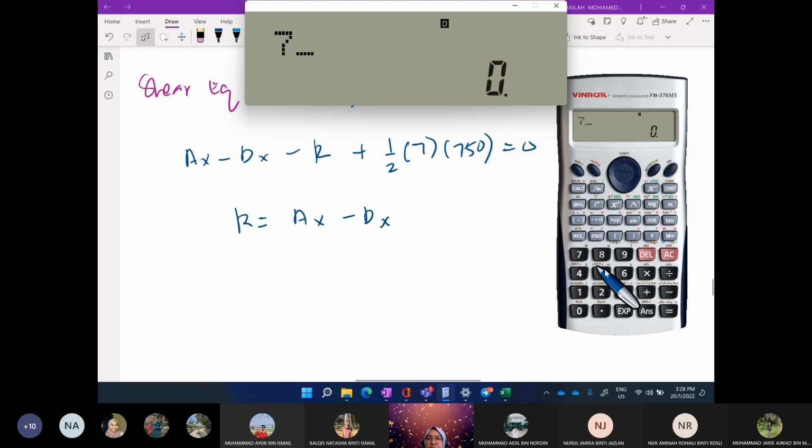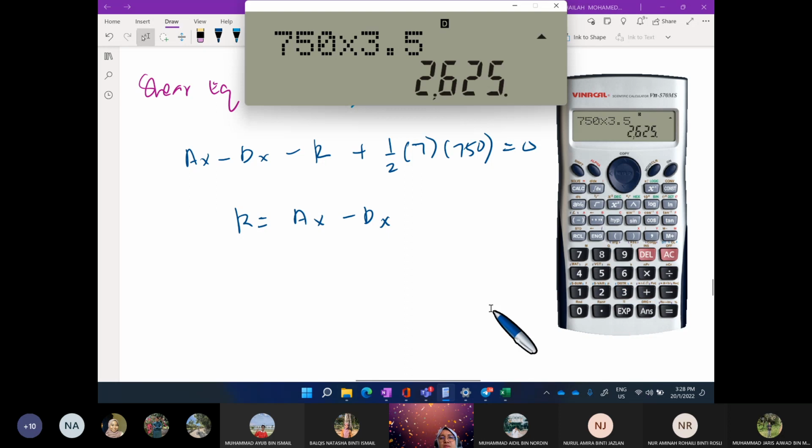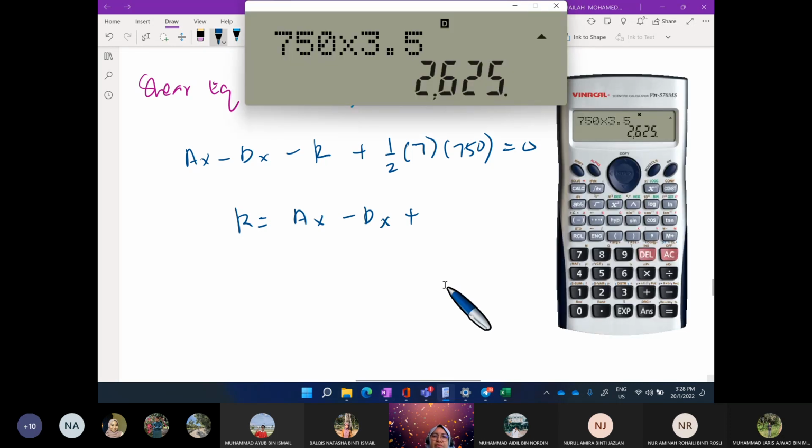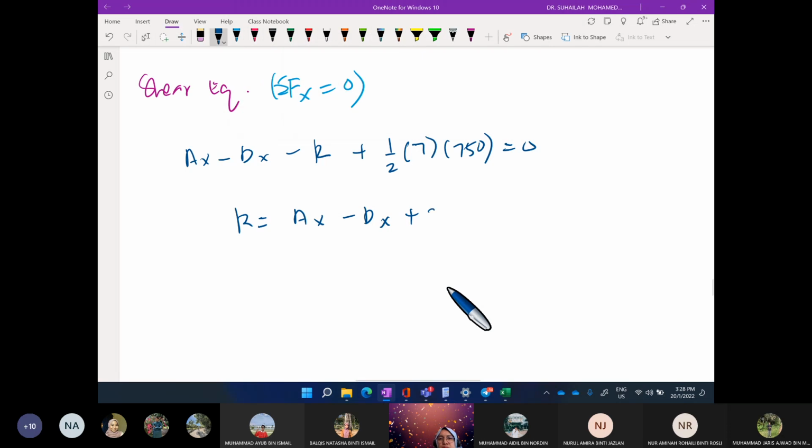It is 750 times 3.5. Okay, it is 2625, because we bring R to the other side. So this is the shear equation in order to calculate the R value.